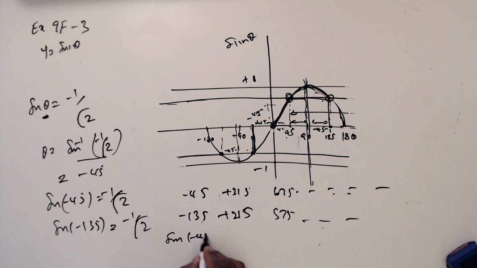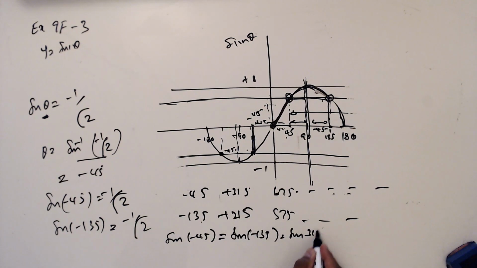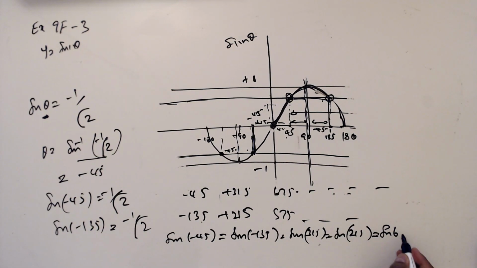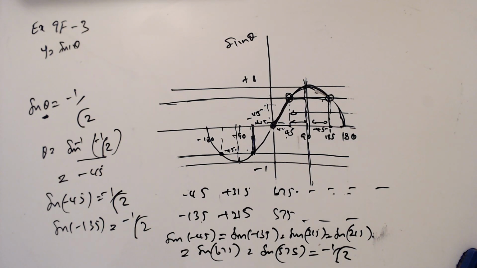Sine minus 45 equals sine 135 equals sine 315 equals sine 225 equals sine 675 equals sine 585. They all equal minus 1 over square root 2. So you have to be careful when you answer. You have to answer within the range.